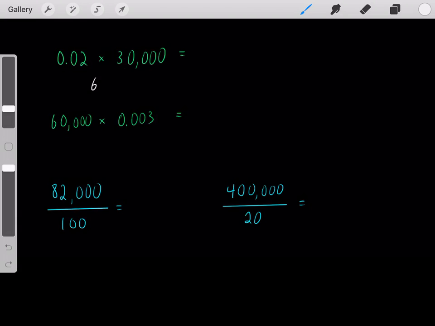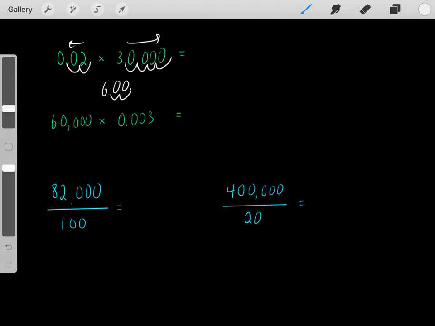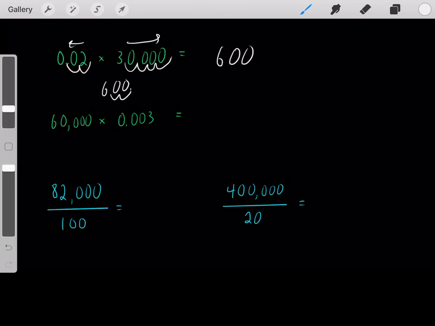Then I focus on the magnitude. So when we had this 2, we had 1, 2 magnitudes to the left. And when we had this 3, we did 1, 2, 3, 4 magnitudes to the right. So 2 magnitudes to the left and 4 magnitudes to the right is equal to 2 magnitudes to the right. So now we have our answer. So now we know our answer is 600.